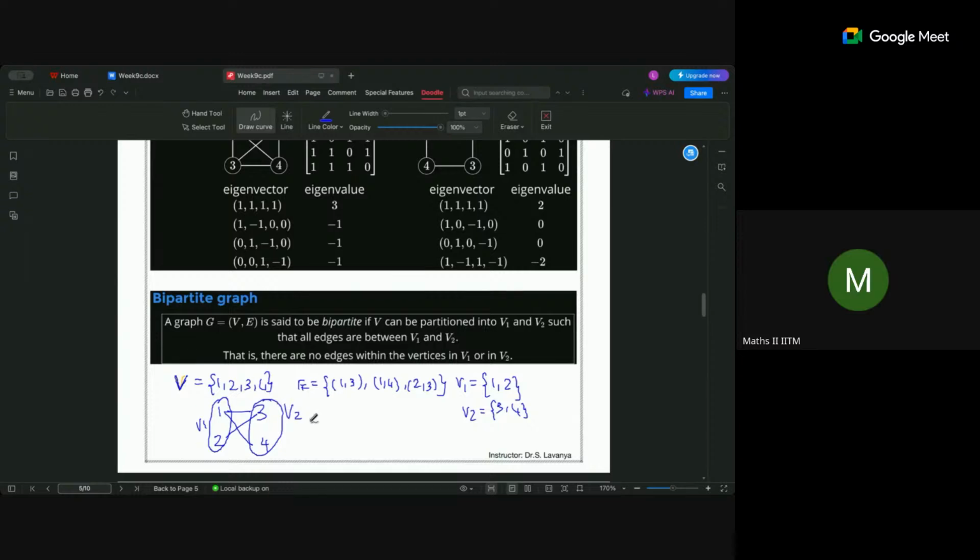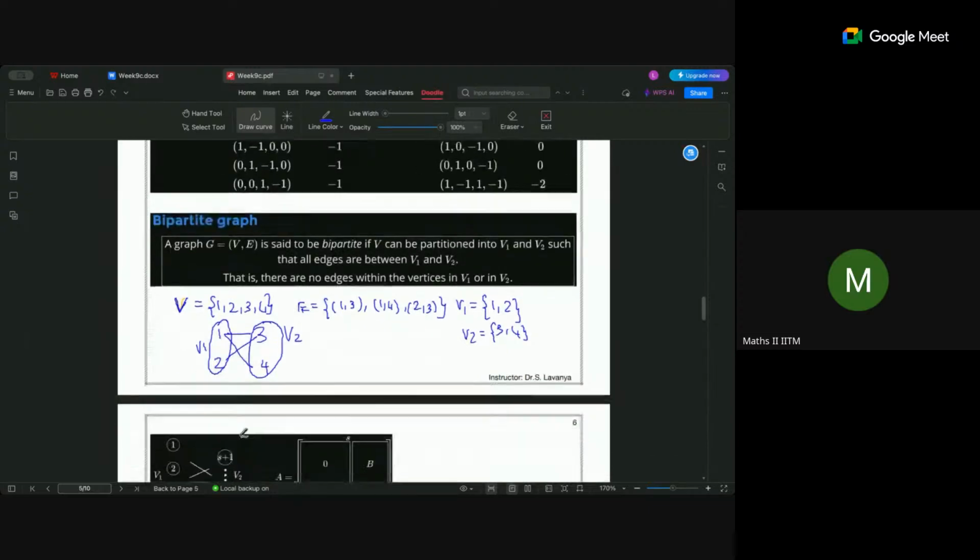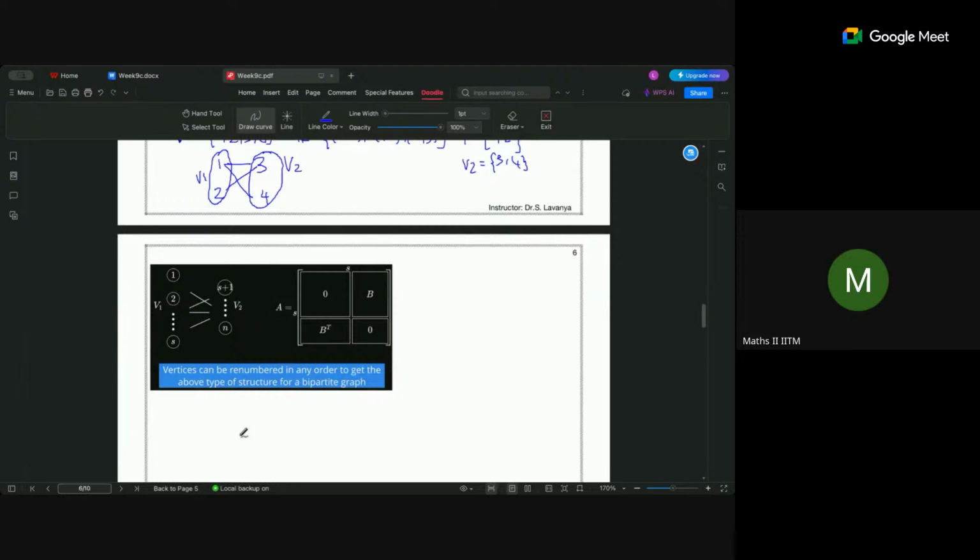So are you able to understand what bipartite graphs are? If you are able to partition your vertex set into two parts such that there is no edge inside a partition, but only between the partitions, that is called a bipartite graph. Vertices can be renumbered in any order to get that type of structure. So for a bipartite graph, the adjacency matrix can have this type of structure.